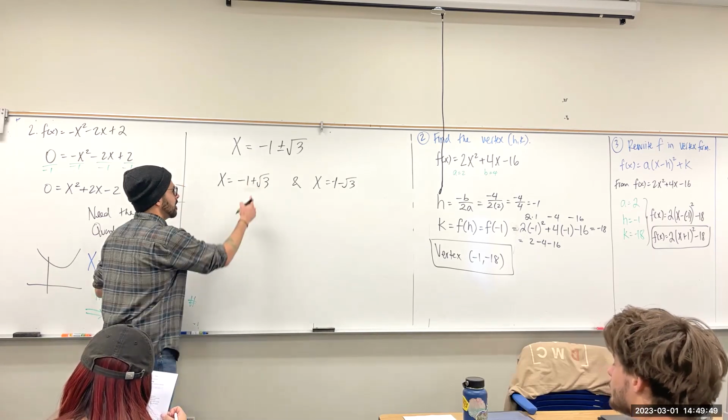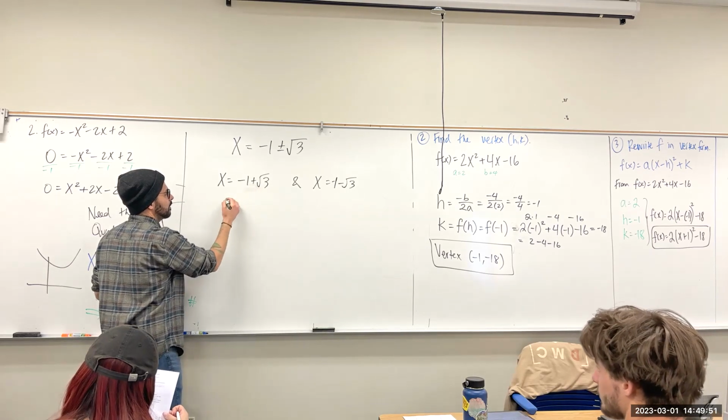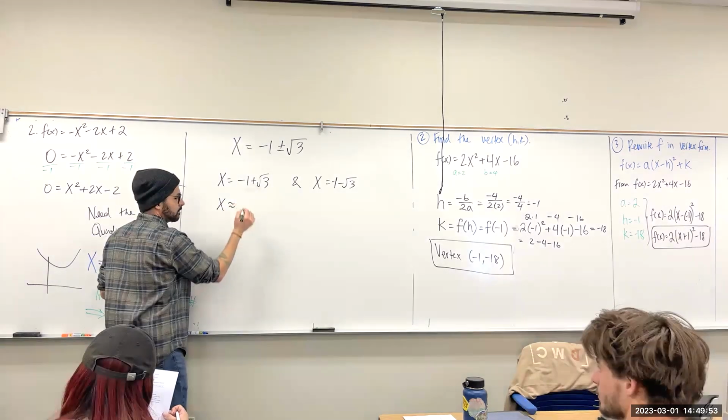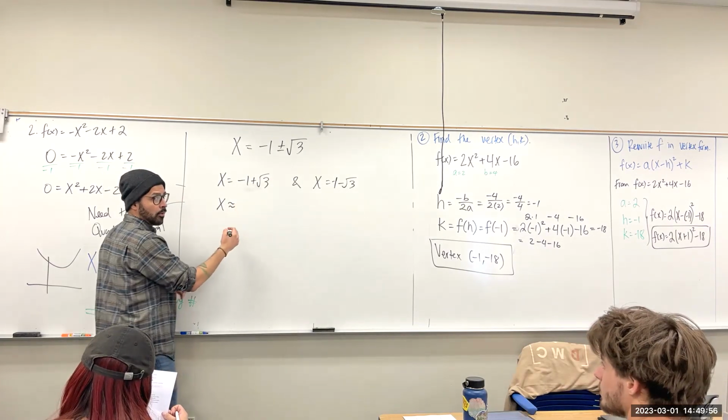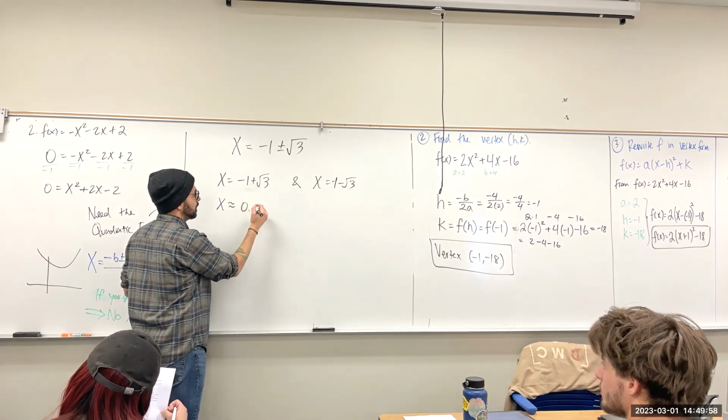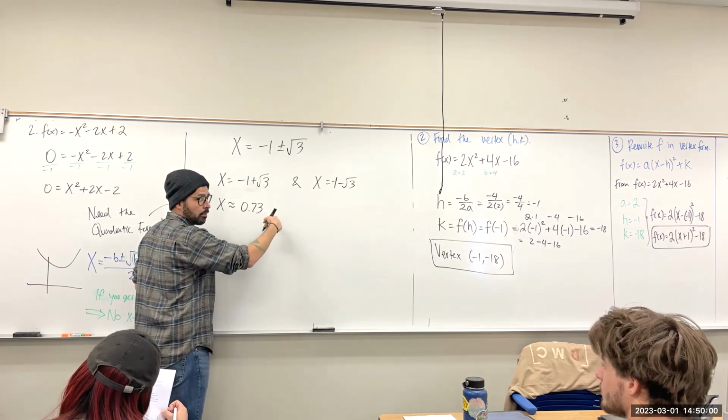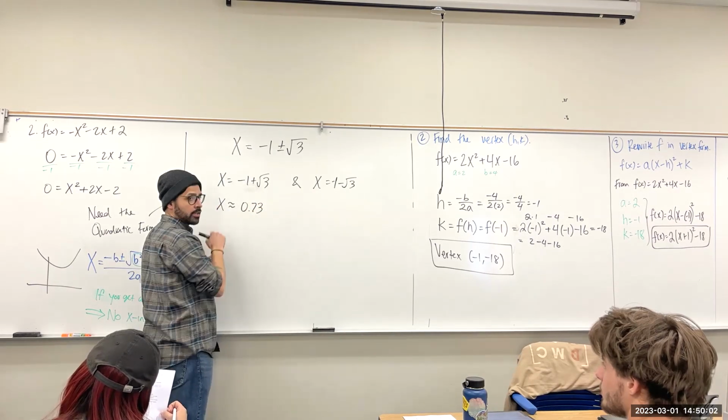Okay, so help me out here. What if I put this on the calculator? Point 0.73, blah, blah, blah, right? So we're rounding it to 0.73.